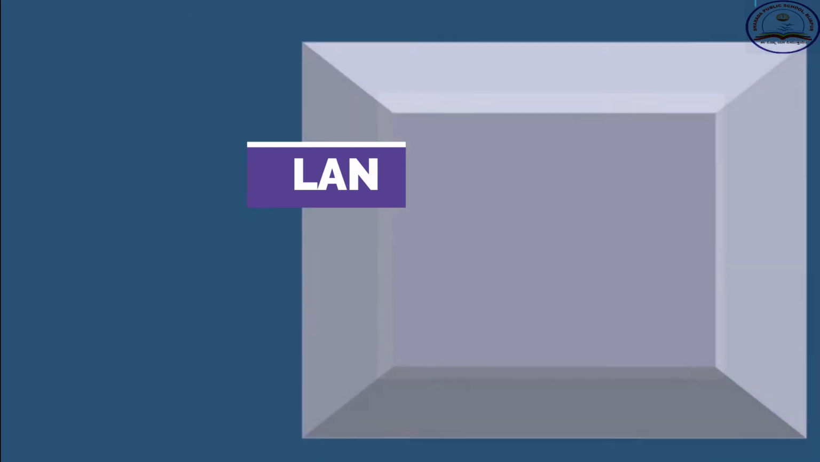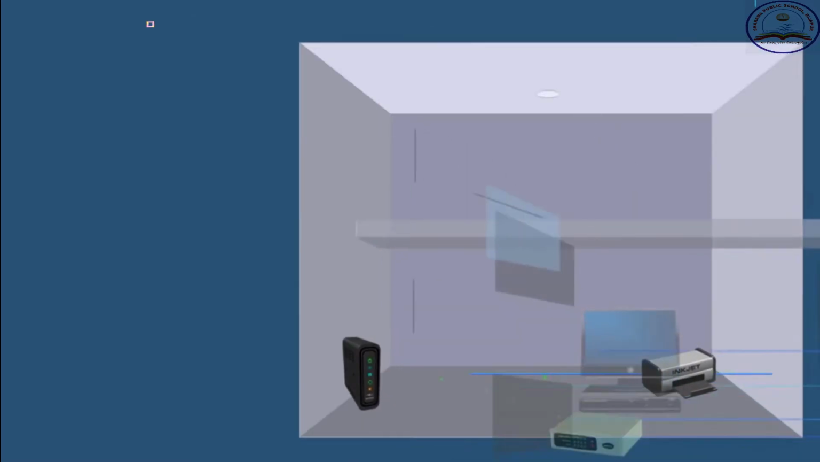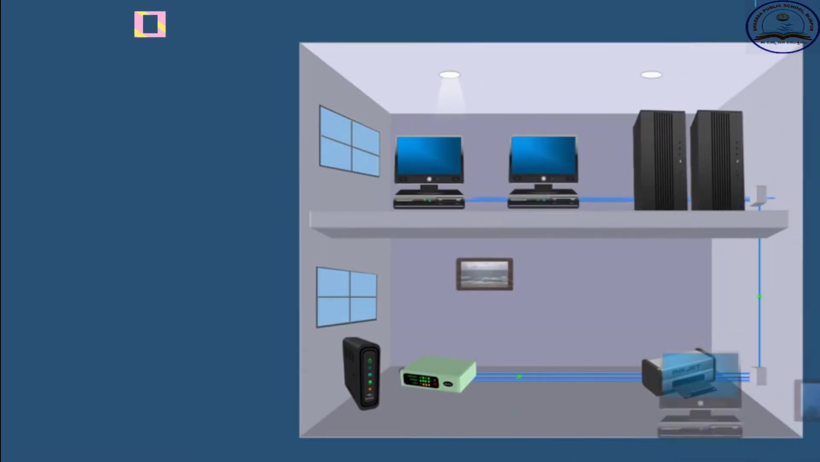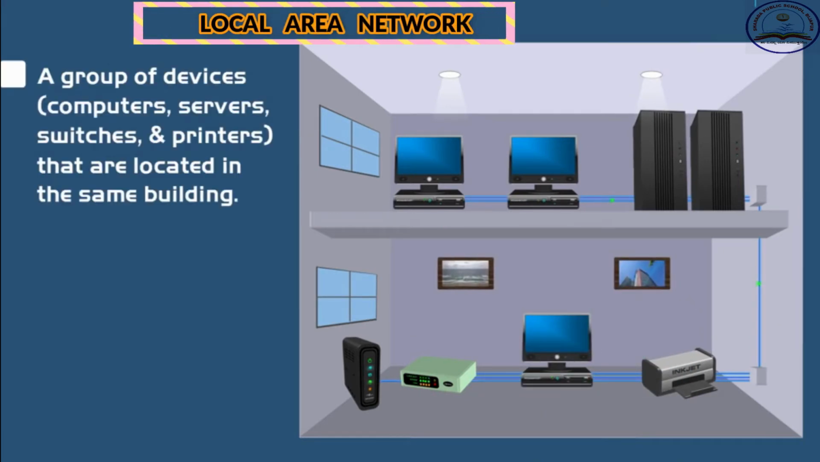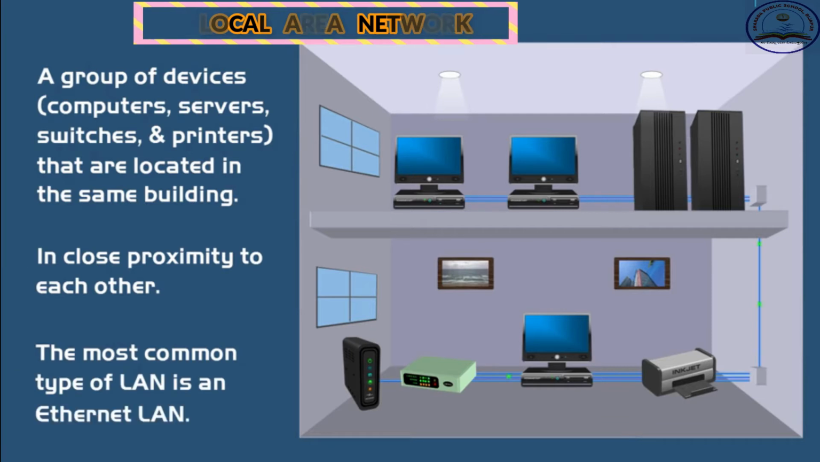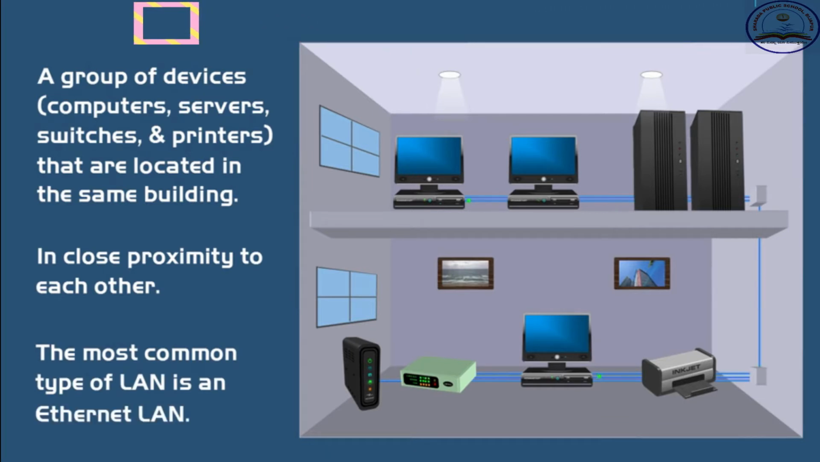Next is LAN, local area network. LAN is built in a small area, for example a room. A group of devices such as computers, servers, switches and printers that are located in the same building or the same room. Example is your computer lab in your school. The most common type of LAN is an Ethernet LAN.